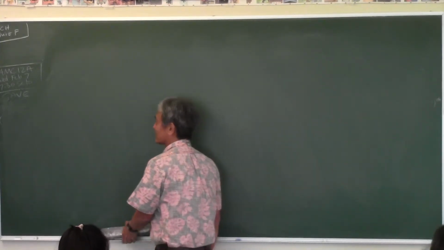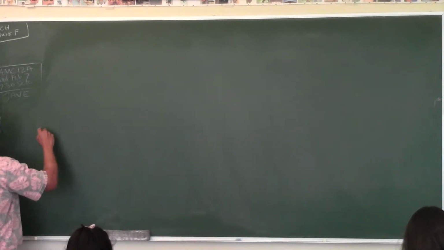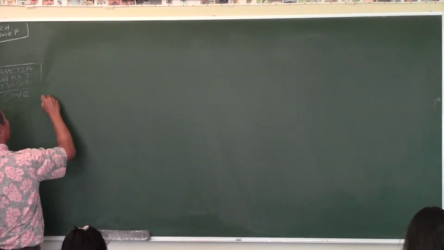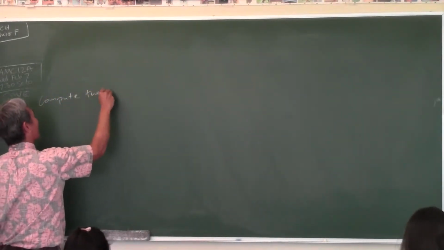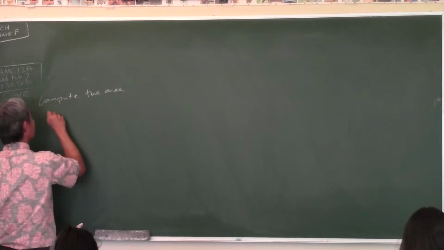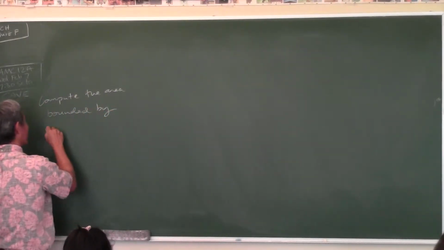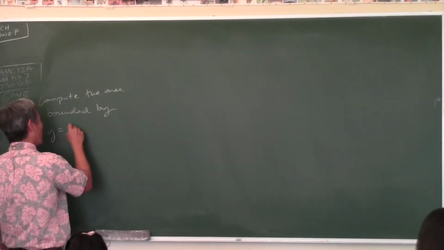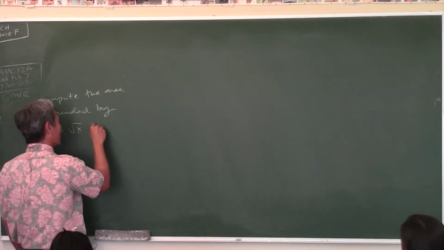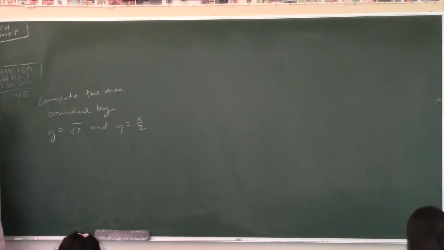Okay, let's start off with a simple example, and then we'll kick it up a notch. Compute the area bounded by, okay, let's start off easy. y equals root x and y equals x over 2. Yeah, I like that better. Compute the area bounded by these two graphs.